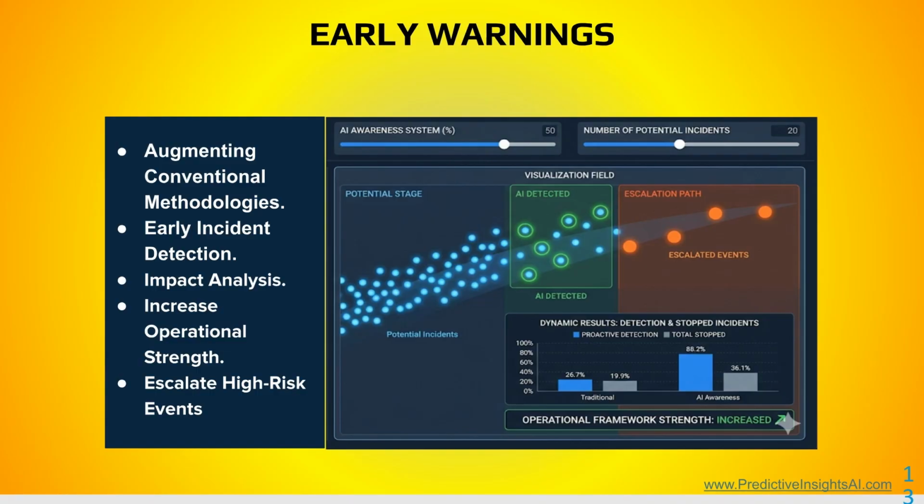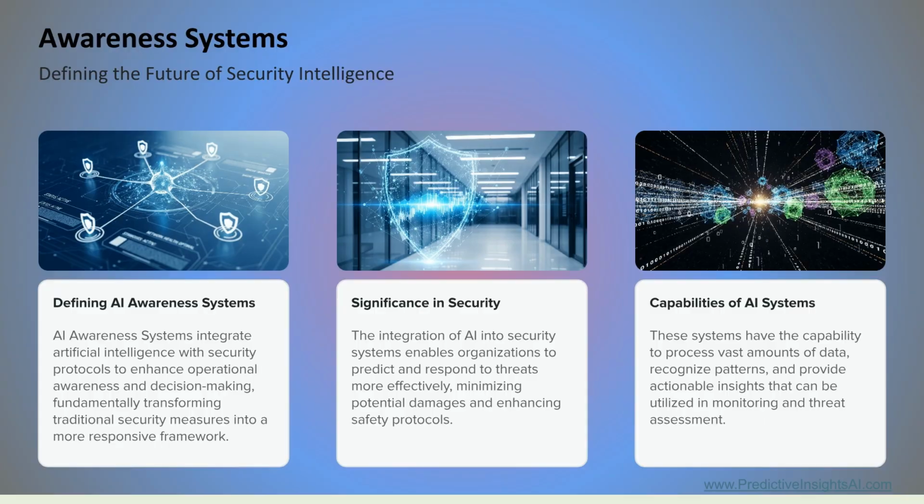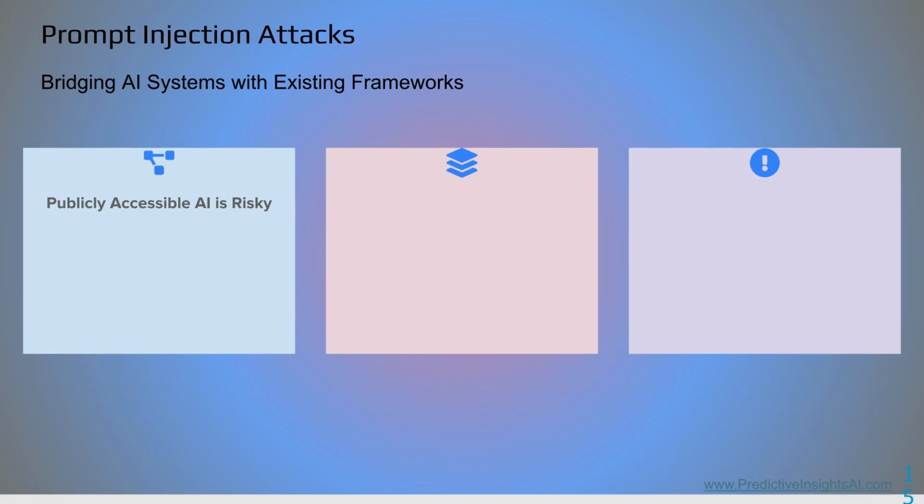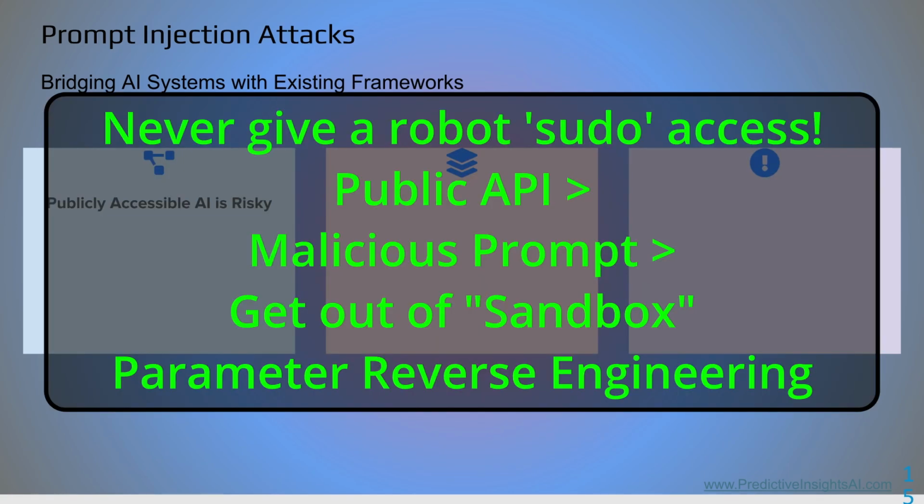AI awareness systems provide early warnings. They augment conventional methods for early incident detection, impact analysis, and operational strength, helping to escalate high-risk events efficiently. AI awareness systems are defining the future of security intelligence. They integrate AI with security protocols to enhance operational awareness, predict threats, and provide actionable insights by processing vast amounts of data. Prompt injection attacks highlight that publicly accessible AI is risky. Successfully integrating AI systems requires bridging them securely with existing frameworks to mitigate potential threats.